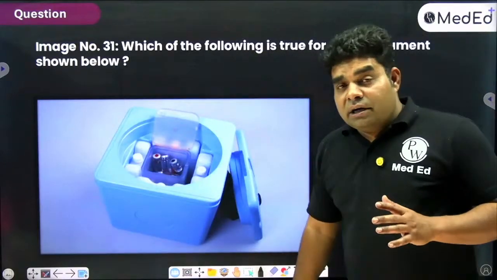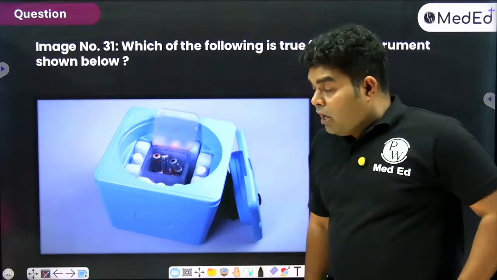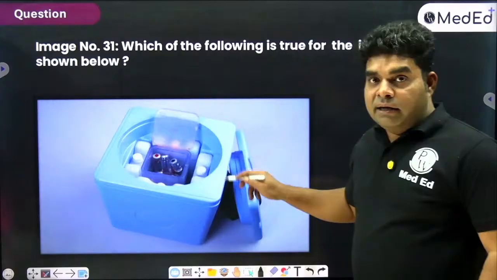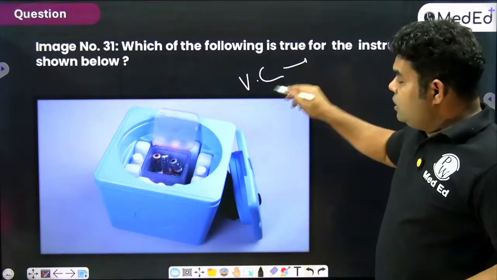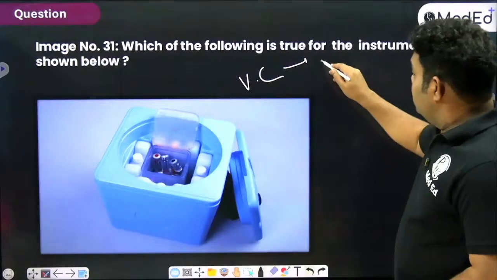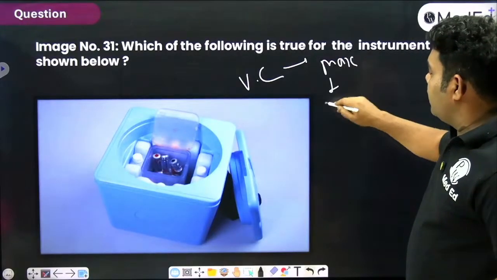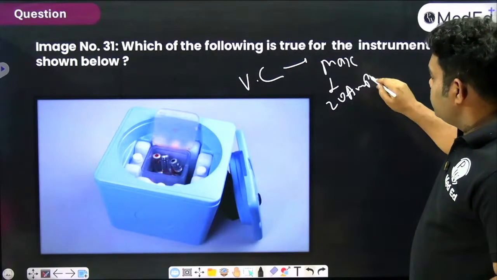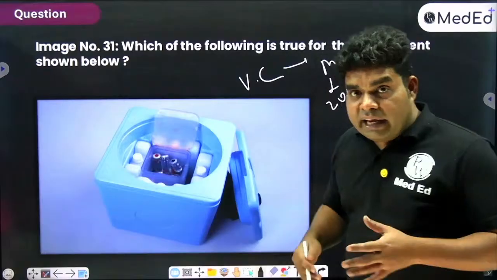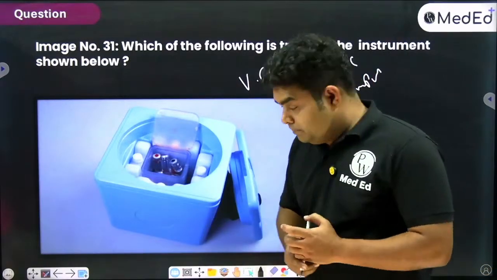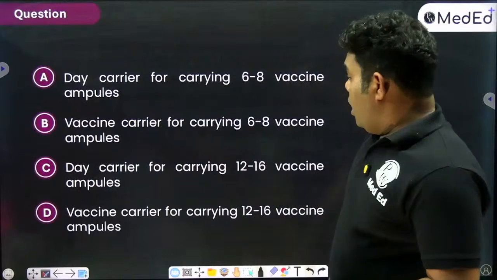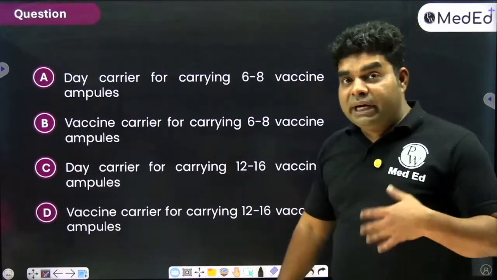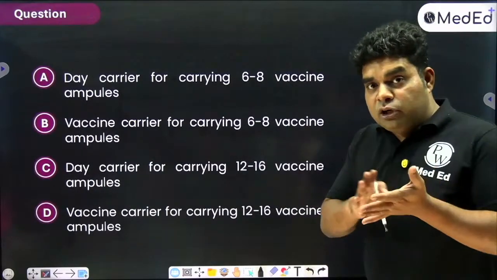This is day carrier or vaccine carrier. Vaccine carrier has 4 ice pack. And they ask this question, how much maximum they can carry? Each ice pack can carry 5 ampule. So maximum vaccine carrier can carry is 20 ampule. Okay. If they give day carrier, it will have only 2 ice pack. It has 4 ice packs, vaccine carrier. And how much maximum it can carry? Maximum is 20, because 5 into 4, 20.